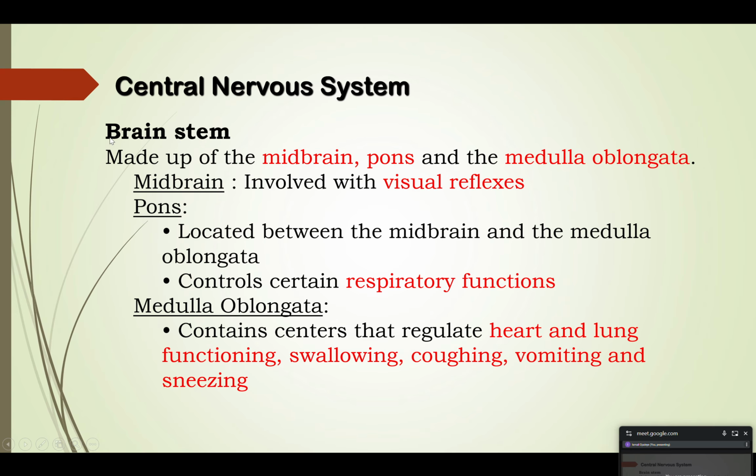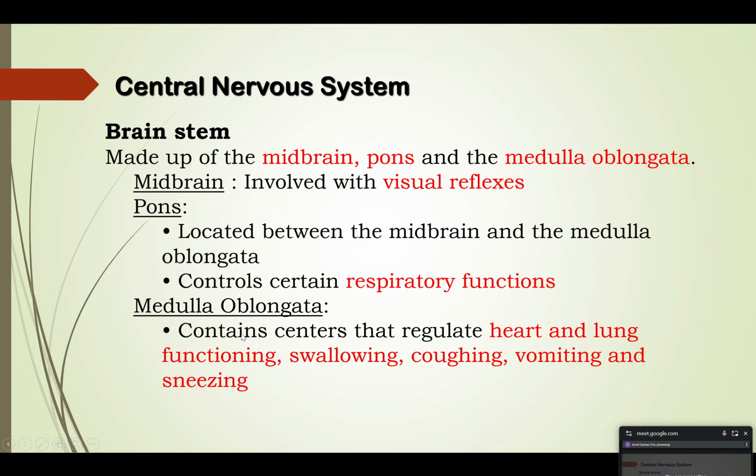So the brainstem is made up of the midbrain, pons, and medulla oblongata. The function of the midbrain is basically involved with visual reflexes. The pons is responsible for controlling certain respiratory functions, and it is located between the midbrain and the medulla oblongata.